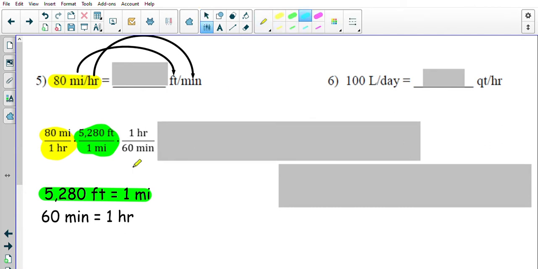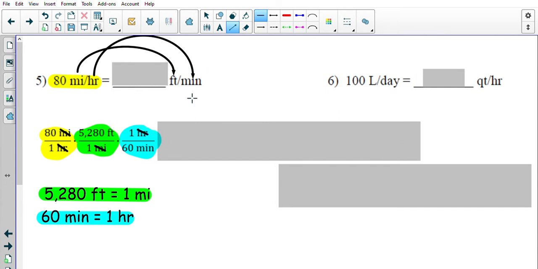Now I often get asked by students, can we switch around the order of the fractions? You can. You will get the same solution. You'll have the same numbers on the top and the same numbers on the bottom, and you'll still get the same final answer. So here, let's cross off what we have. We have miles and miles. We have hours and hours. We're going to be left with feet per minute. That's what we want in our solution.